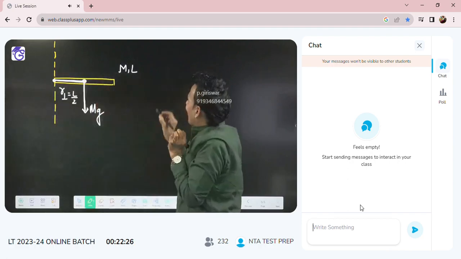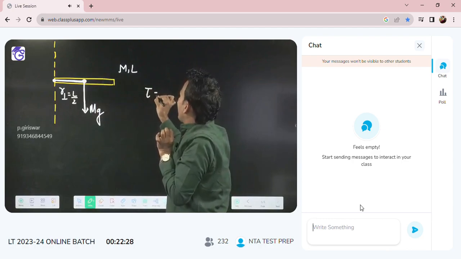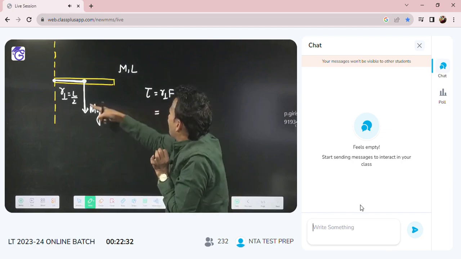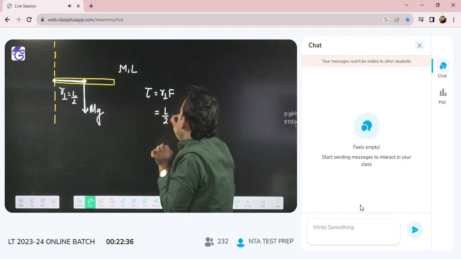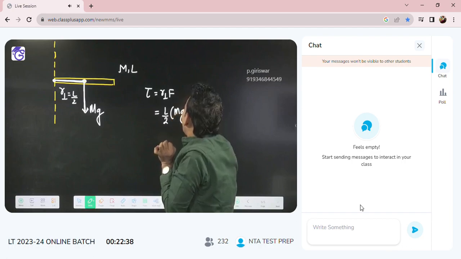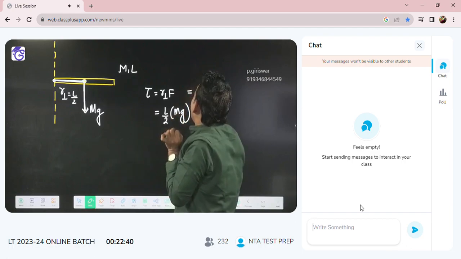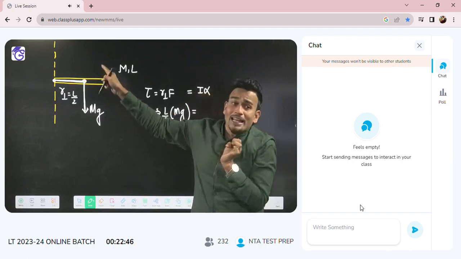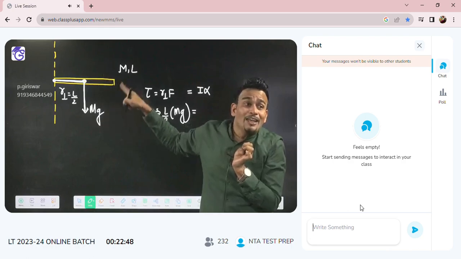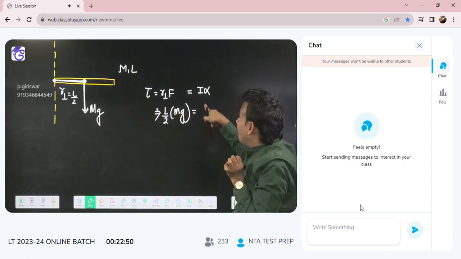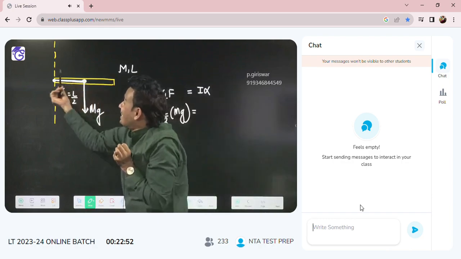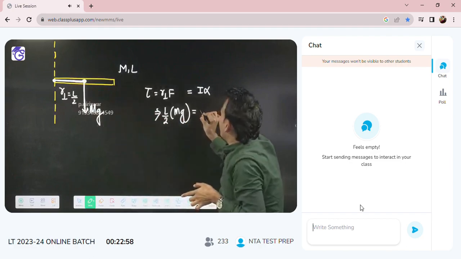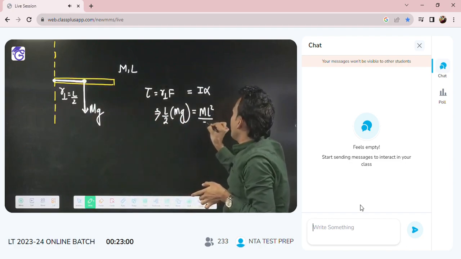So first I will calculate torque. Torque will be R perpendicular into F. R perpendicular is L by 2. F is mg. And I know this torque will also be equal to I alpha. So I'll equate this torque to I alpha. And what is I of the rod about end? It is ml square by 3, you studied about it. Axis is not center, axis is end. So I of the rod will be ml square by 3, into alpha.